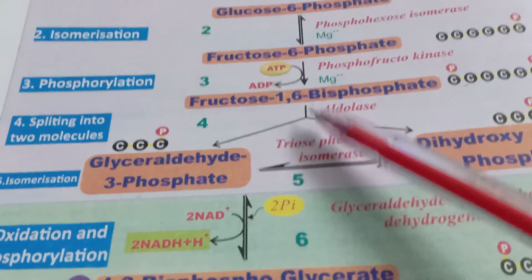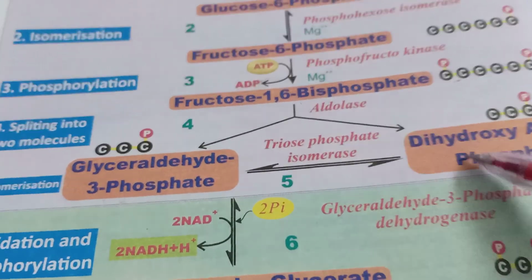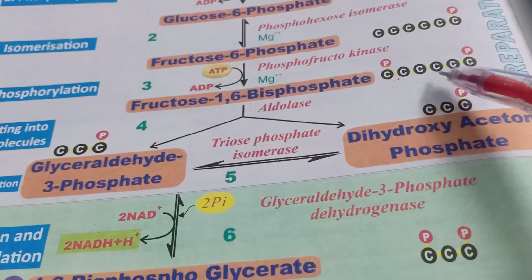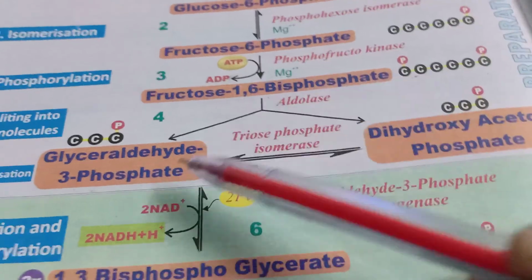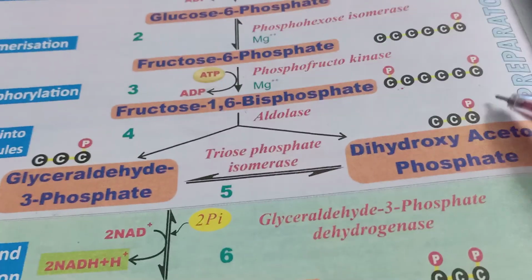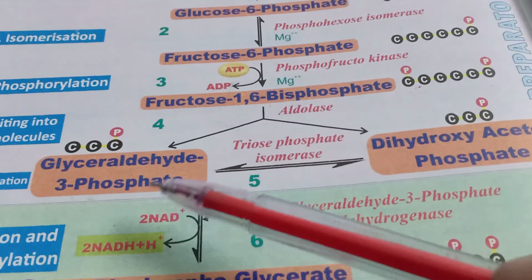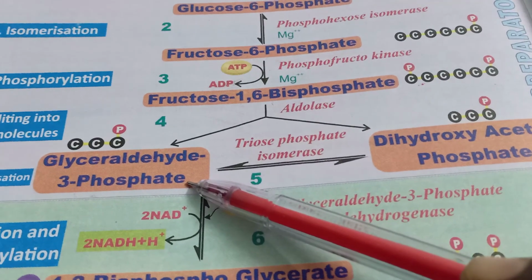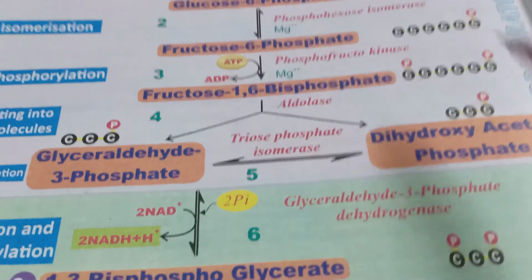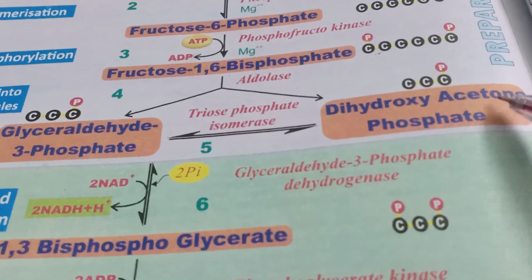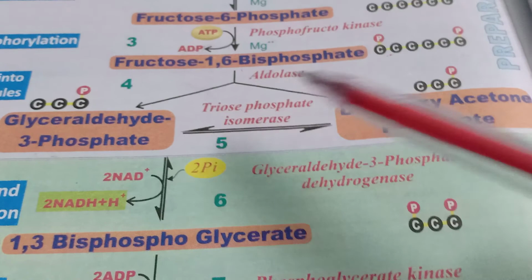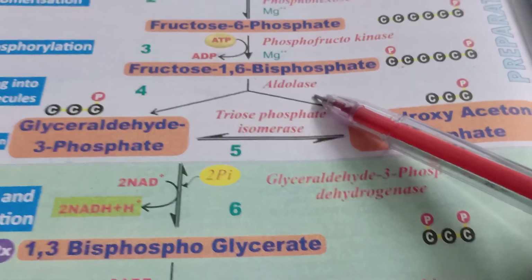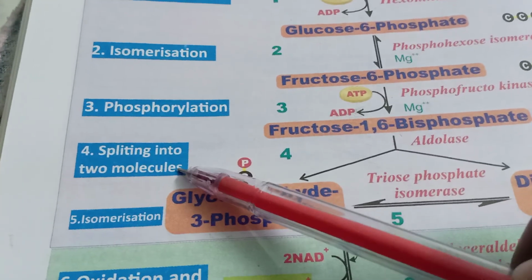4th step. This fructose 1,6-bisphosphate is split. 6 carbon, 1, 2, 3, 4, 5, 6. The 6 carbon is split into 3 plus 3. You can see 3 carbon here and another 3 carbons here. This is called glyceraldehyde 3-phosphate. Isomer of glyceraldehyde 3-phosphate is dihydroxyacetone phosphate. So this is converted into 2 isomers in the presence of the enzyme aldolase. The step is called splitting into 2 molecules.